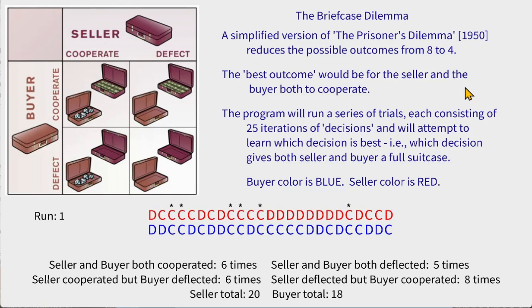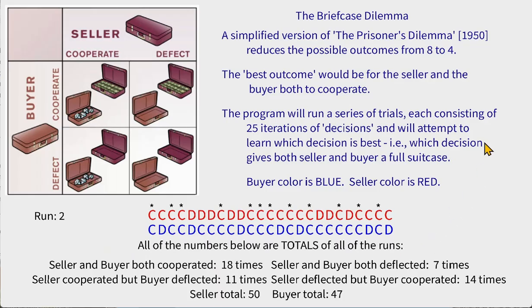What I've done for ease of your vision, first of all, I've made buyer blue and I've made the seller red, and C stands for cooperate and D stands for defect. And to make it even easier, I've put a little asterisk over every time they both cooperate. So you see here they've cooperated 6 times. This is the very first run. So there's 1, 2, 3, 4, 5, 6 times that they've cooperated.